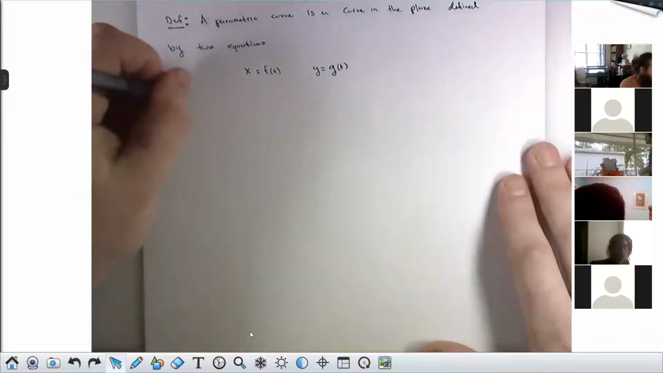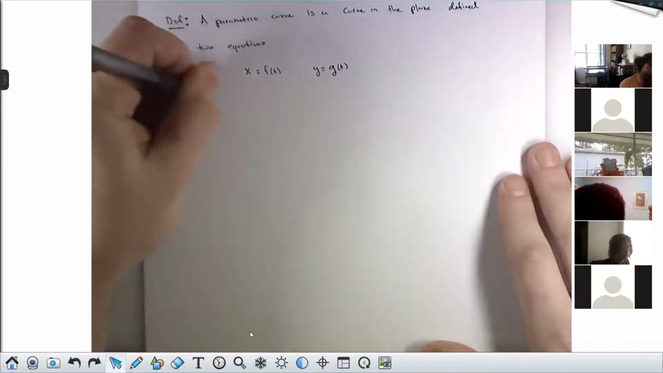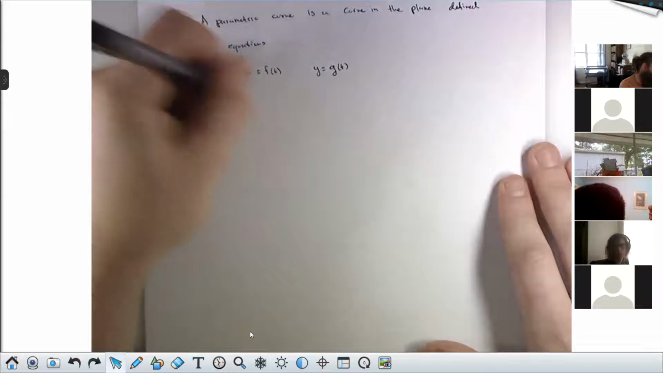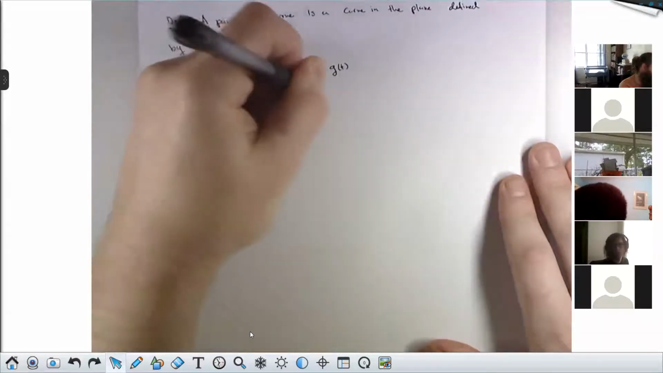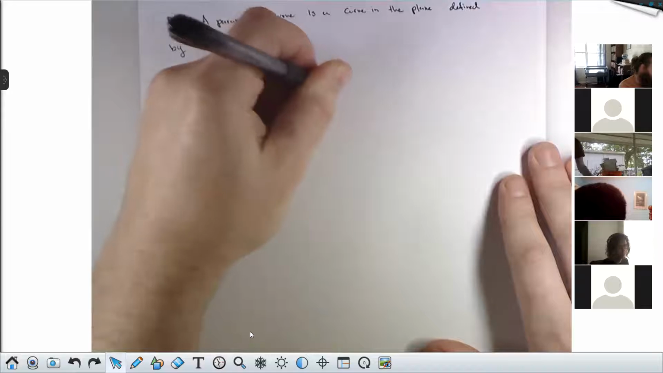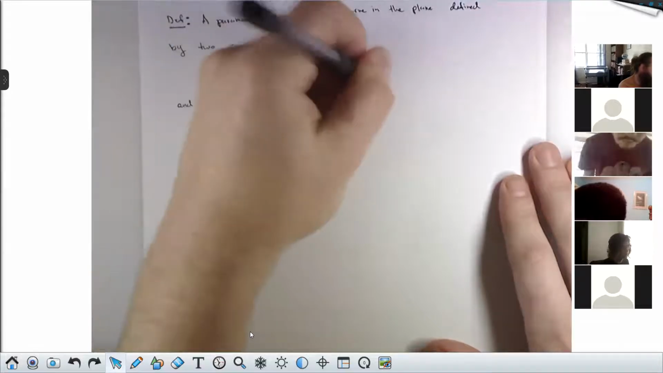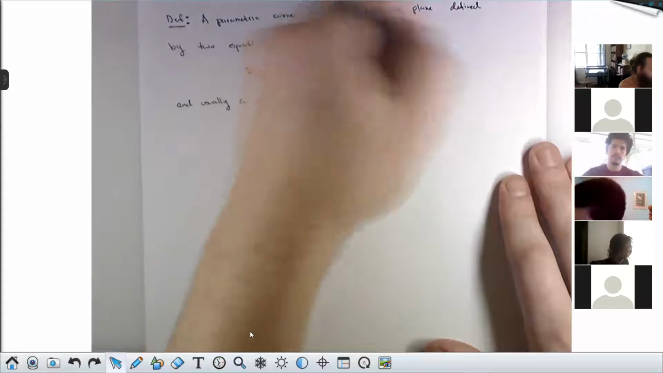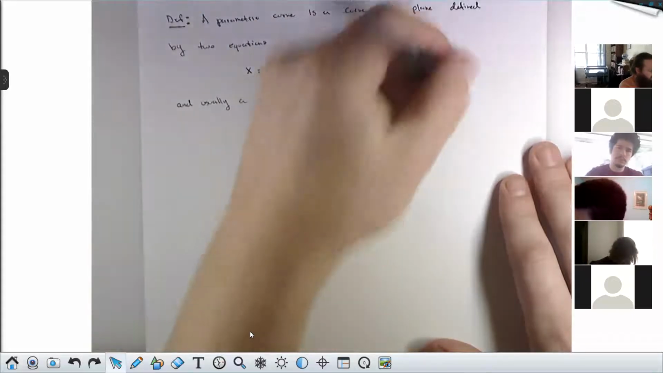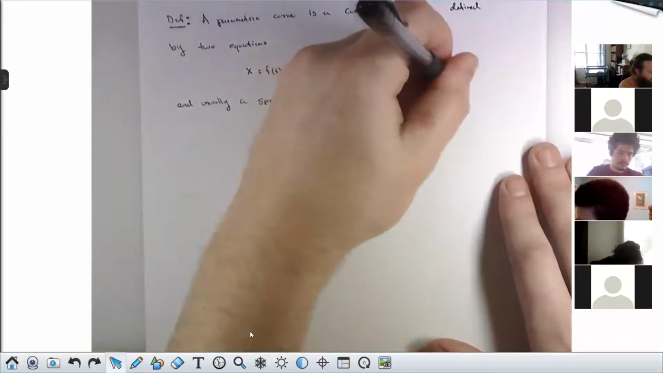And usually, a specified domain for the variable t. And the term variable here, it means parameter. Parameter and variable mean the same thing.